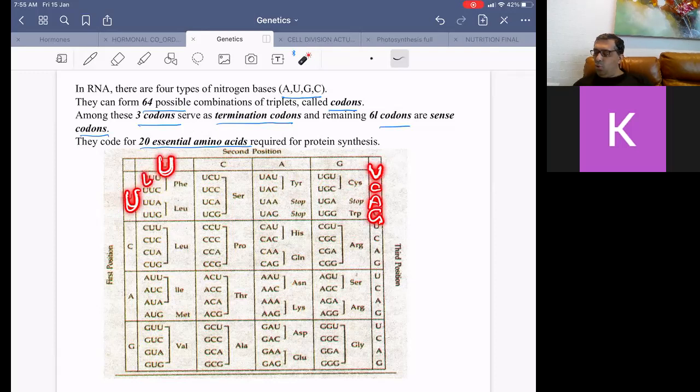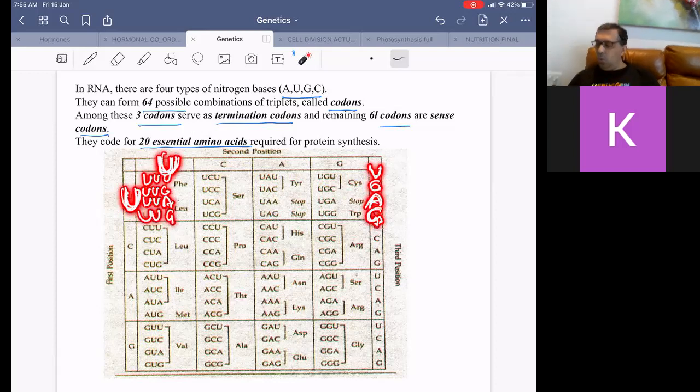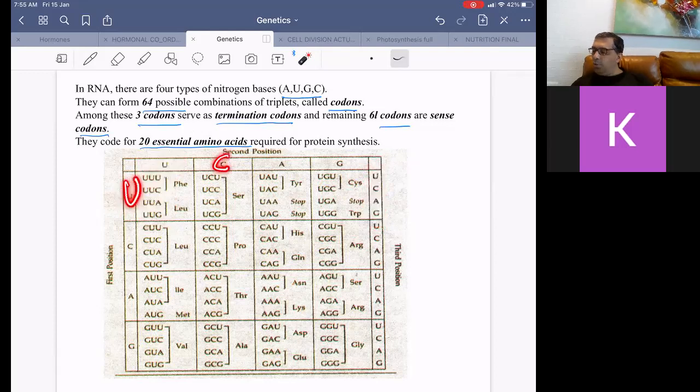So that will be U, U, U. And then you have U, U, and C. U, U, C. And then you have U, U, and A. So you have U, U, A. And you have U, U, and G. So that is U, U, G. So these are the first 4 codons. And then you have UC series. UCU, UCC, UCA, UCG.